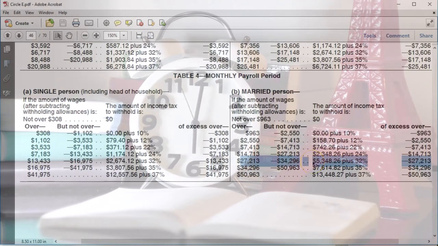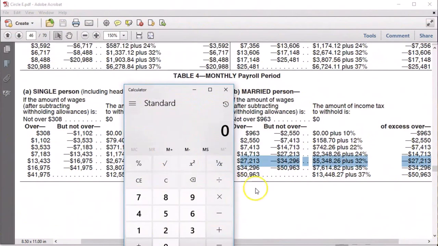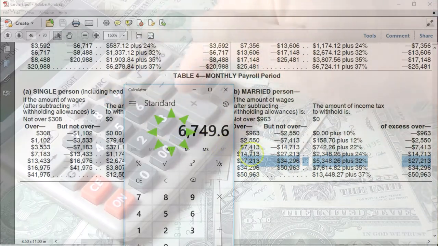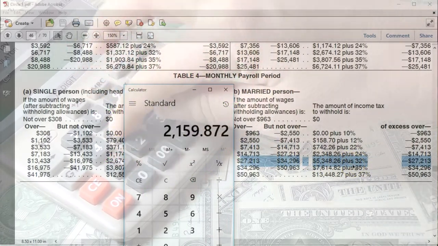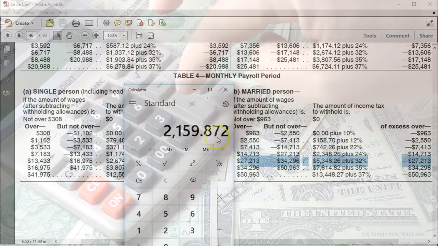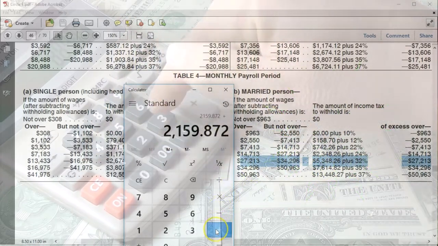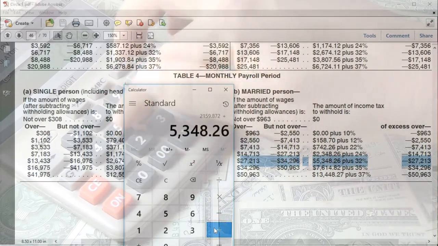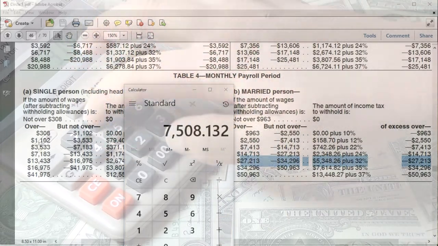That's 5,348. So the calculation then would be this. We're just going to say that it's going to be our 33,962.6 minus this 27,213, that gives us 6,749.60. That's what's going to be taxed at the highest rate of 32%. So that's times 0.32. That gives us our 2,159.87 about. And then we're going to add to it this 5,348.26. So plus this 5,348.26, that'll give us our 7,508.13, and that's what we're going to use.